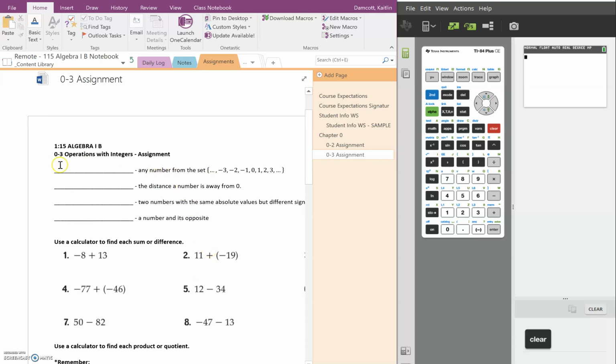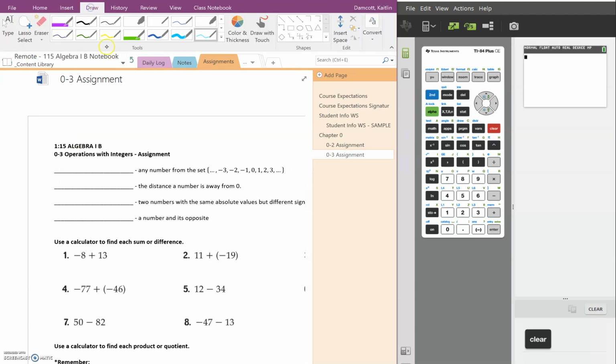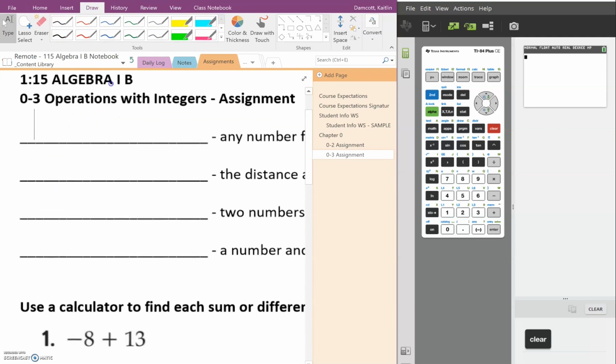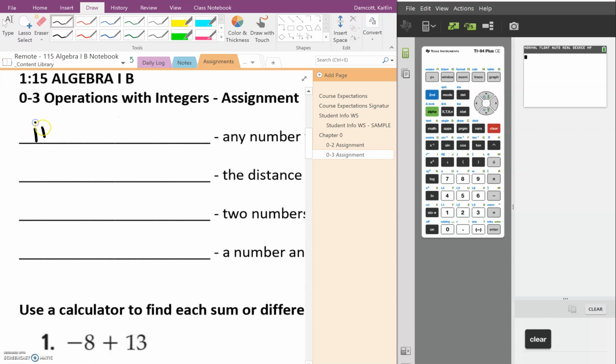So the first term that we're looking at is any number from the set, and it's just what we looked at. These are our integers. So negative numbers. Oh, I want to change my drawing tool so that I'm not using a light color like that. So zoom in so that we can see this is an integer.